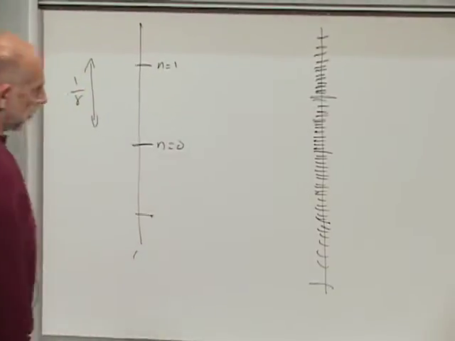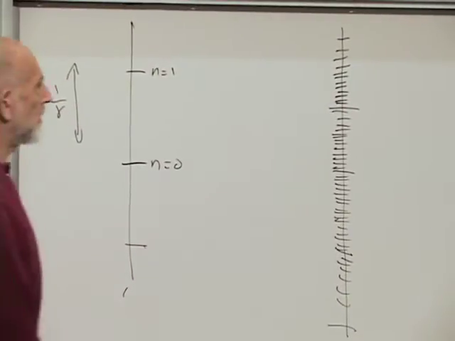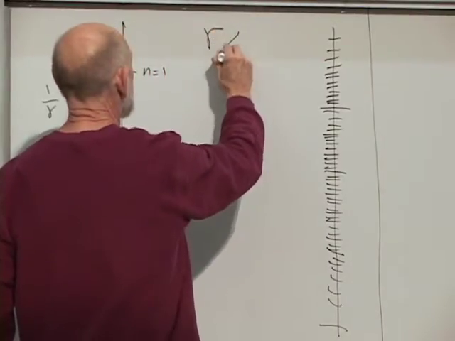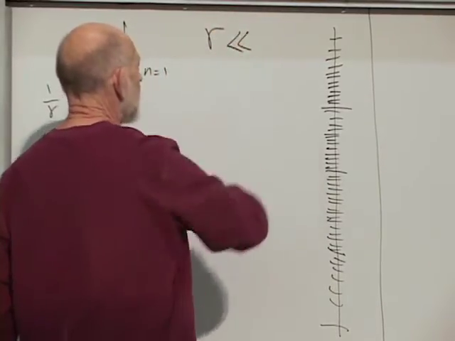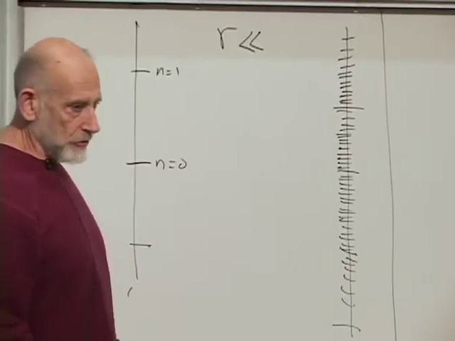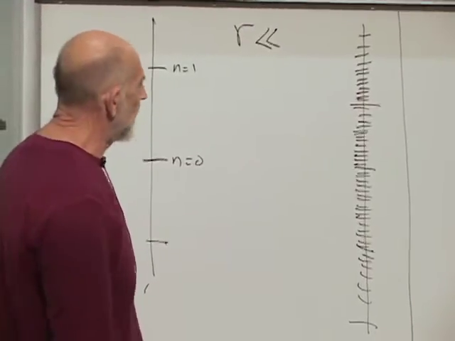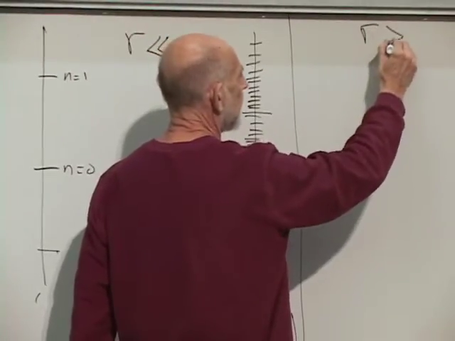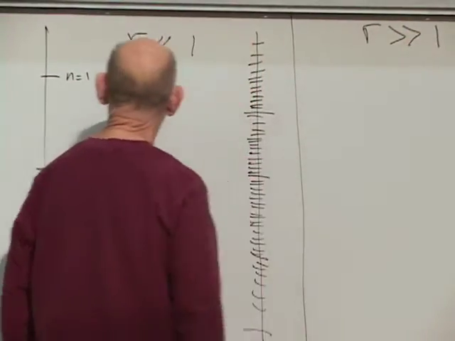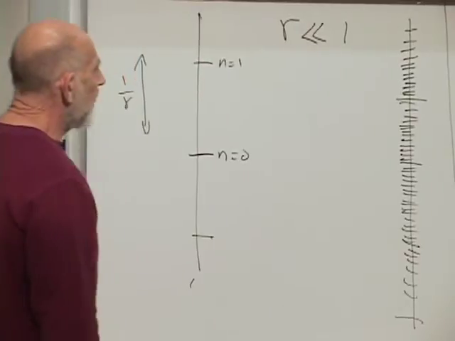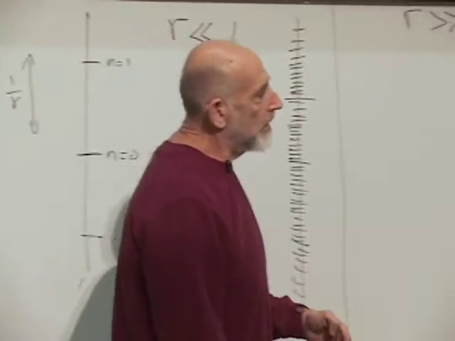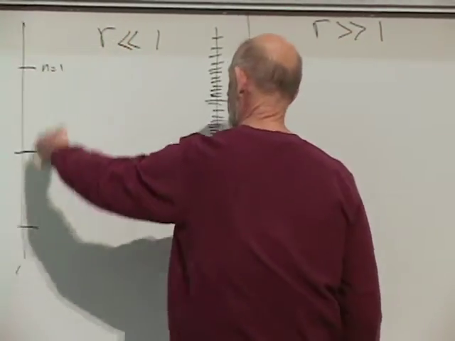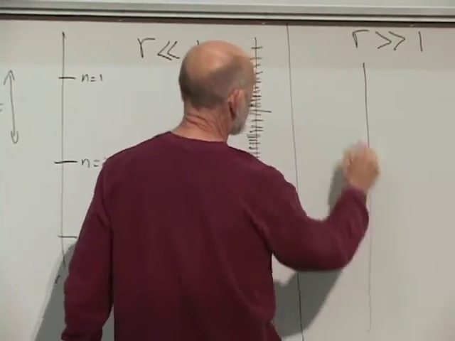Now let's go to the other extreme. I know that we talked about this before, but I want to reiterate it again. This is r much less than some unit of length in string theory, the natural unit of length in string theory. Let's just call it 1. Here's r much bigger than 1. What do the energy levels look like? Well, for r much bigger than 1, 1 over r is small, and these excitations here are very close together.